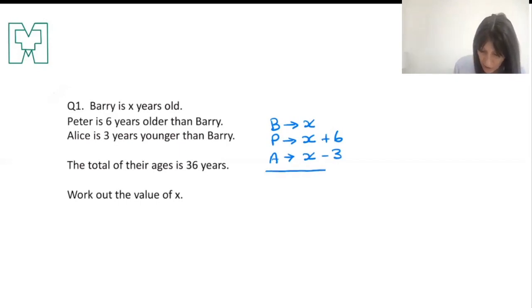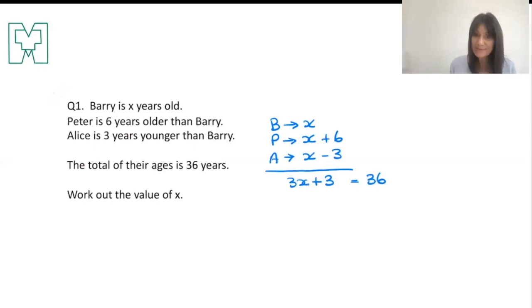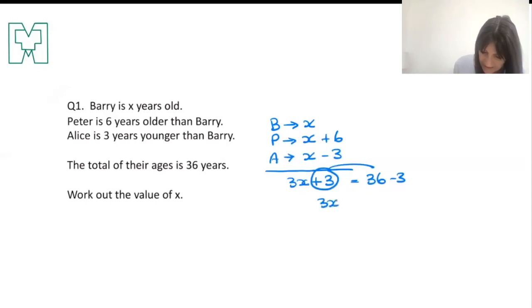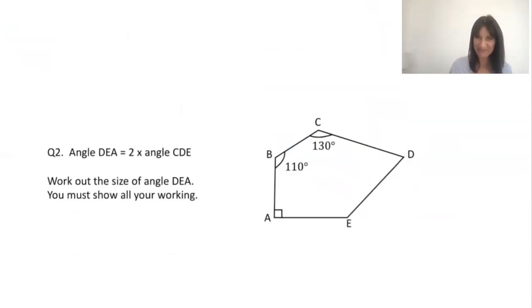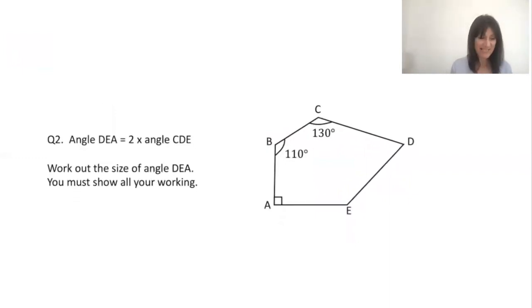The total of their ages is 36. So the total of their ages in algebra is 3x plus 3, and that is equal to 36. Now, if I want to know what x is, I get it on its own. So we're going to take 3 off. 3x is equal to 33. Divide through by the 3, and x is equal to 11. There we go. One question down. Here is the next one. Hit pause, press play when you're ready.